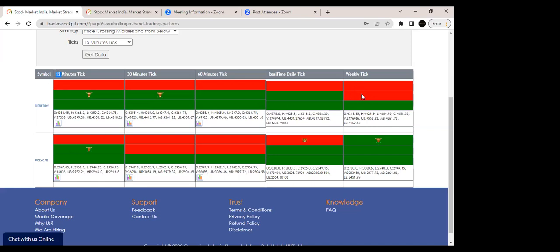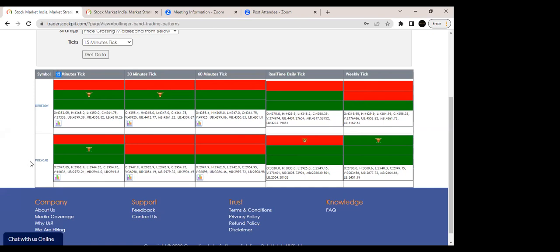It's below the middle band. In the daily time frame, it's below the upper band. In the 60 minutes also, it's below the upper band. The 30 minutes and lower are all below the upper band, but above the middle band. This is what the suggestion is telling. Which is not good, because in the weekly candle we are below the middle band, which is not a good condition to go for the trade.